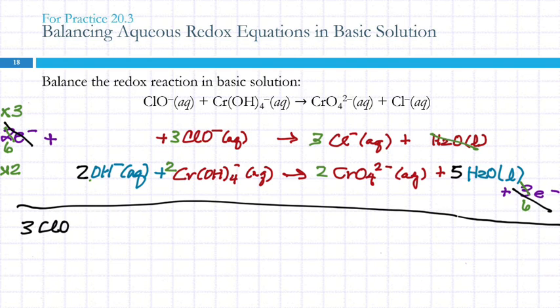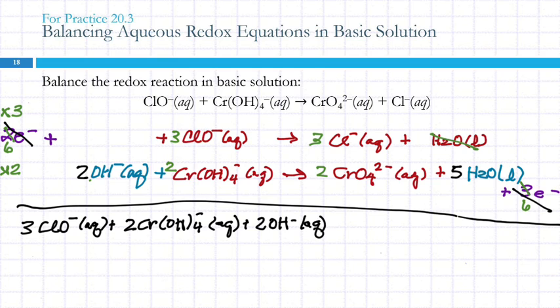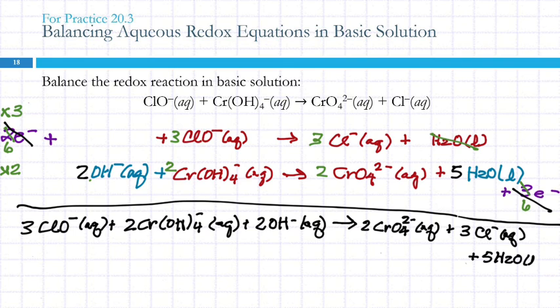3 ClO minus, 2 CrOH4 minus, 2 hydroxides. It's going to leave us with 2 CrO4 2 minus, and 3 chlorines, and 5 H2O. Yeesh.